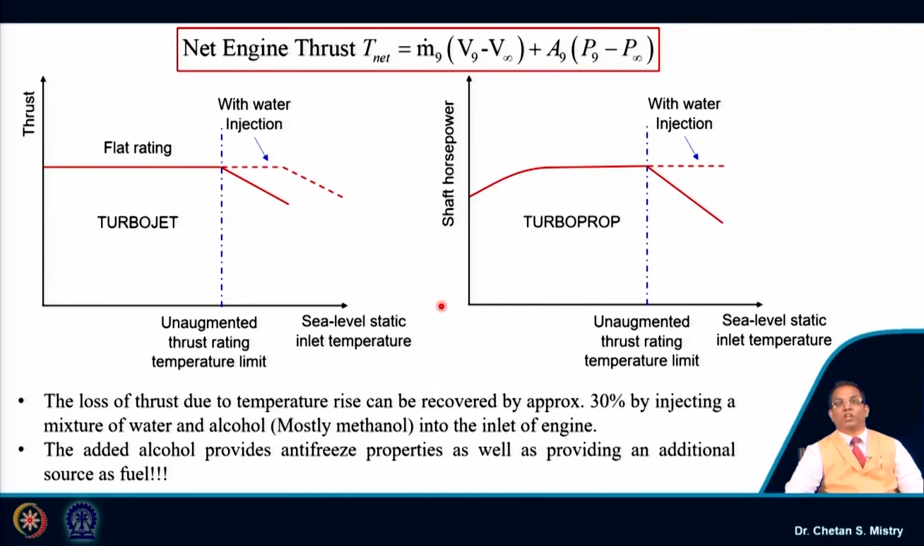In the same way, for a turboprop engine, you can see we are able to extend the shaft power developed by the engine. Mainly a 30% mixture, mostly methanol, is added. This alcohol has an anti-freeze property, and it also acts like an additional fuel.